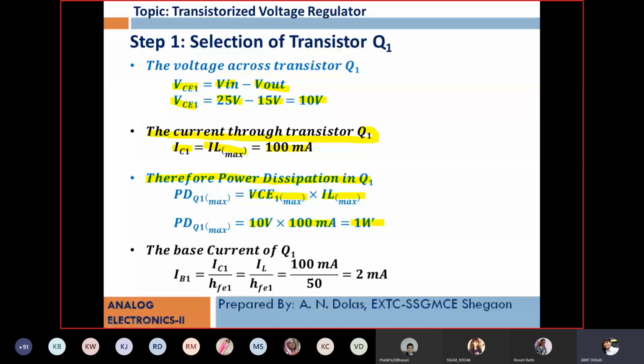So a 1 watt transistor, and what we assumed is more than 1 watt, so no worry about that. Again, the base current of transistor Q1 is collector current divided by beta, that is HFE1. The collector current is nothing but the load current. Load current is 100 milliampere maximum, beta is 50. So 2 milliampere is the base current. In this way, the selection of transistor Q1 is done.